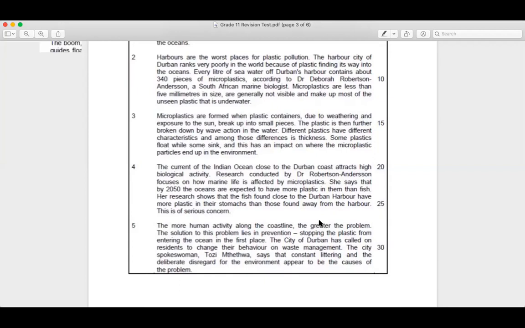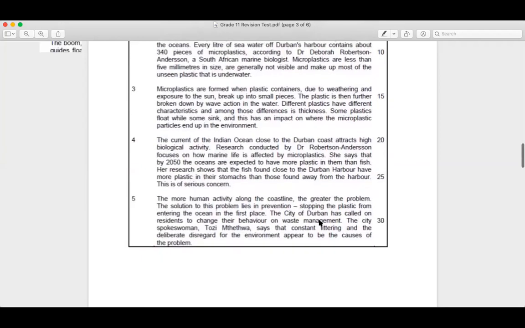Microplastics are less than 5 millimeters in size, are generally not visible, and make up most of the unseen plastic that is underwater. Microplastics are formed when plastic containers, due to weathering and exposure to the sun, break up into small pieces. The plastic is then further broken down by wave action in the water.